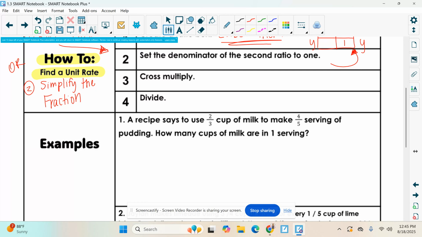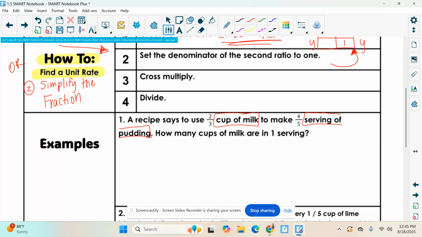How many cups of milk are in 1 serving? Okay, so we're solving something here. We're trying to find 1 serving. What are the 2 things we're comparing? Because that's what a ratio is. It's a comparison of 2 things. Jada, what do you talk about? Cups of milk to servings of pudding, right?